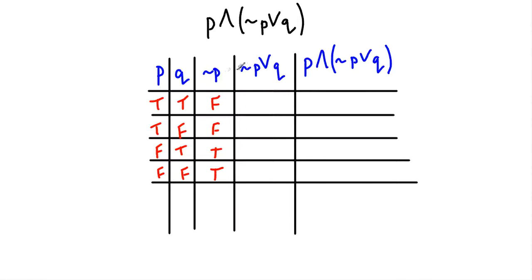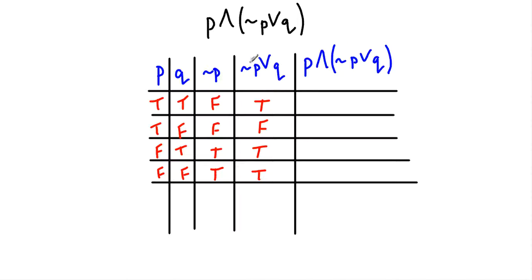Now we want to look at not P or Q. Well, remember, whenever we have a disjunction, the true value is always going to override. So we have true or false, which is true. False or false, that's just going to be false. And then the rest are true, true, and false, true. So both of them have a true value. So we make it true.